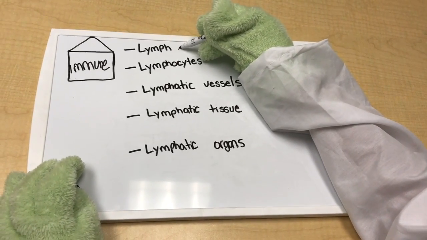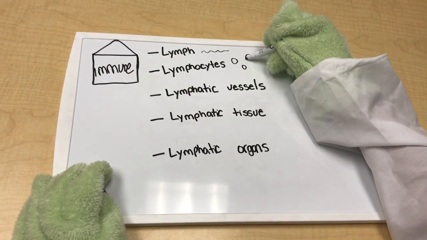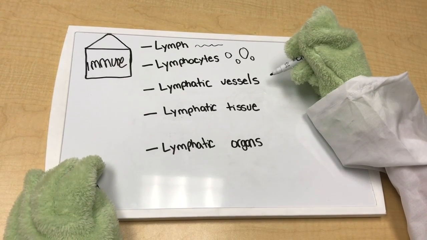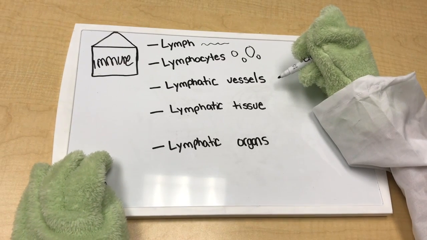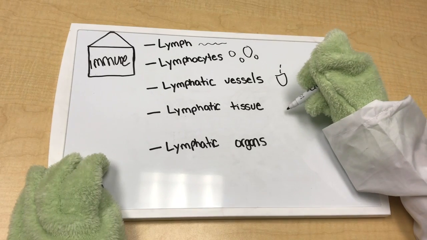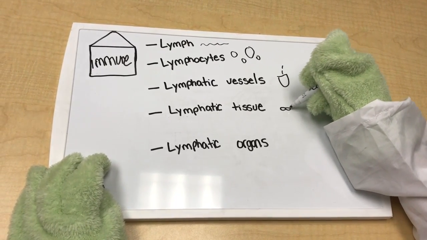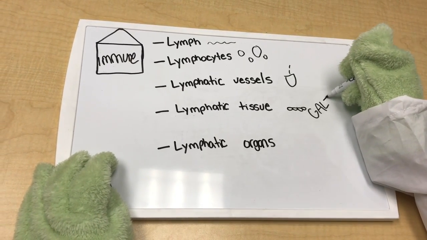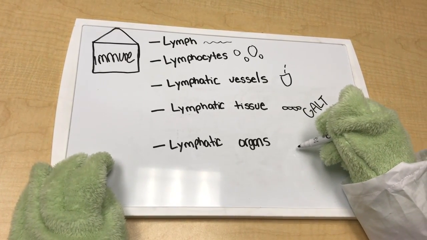Lymph is the fluid leaked out of the capillaries. Lymphocytes include T helper and T suppressor cells, cytotoxic cells, B cells, and NK cells. Lymphatic vessels are used as the collection system to return lymph to the bloodstream. Lymphatic tissue includes lymphatic nodules, Peyer's patches, tonsils, and gut-associated lymphatic tissue. Lymphatic organs include lymph nodes, thymus, and spleen.